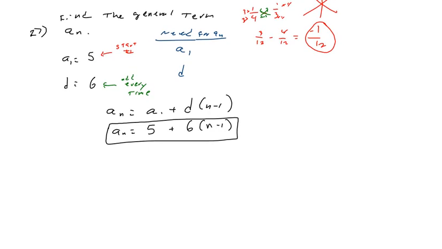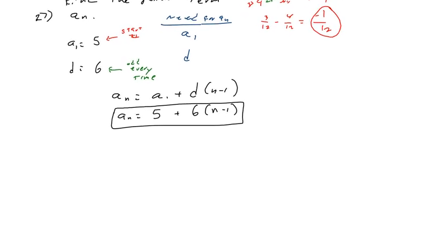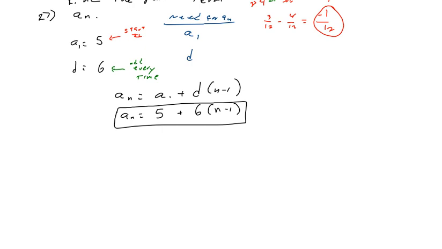Let's look at number 31. Again, find the general equation An. They tell us, in number 31, that A sub 8, the eighth number, is 26. And they tell us that the 12th number is 42.